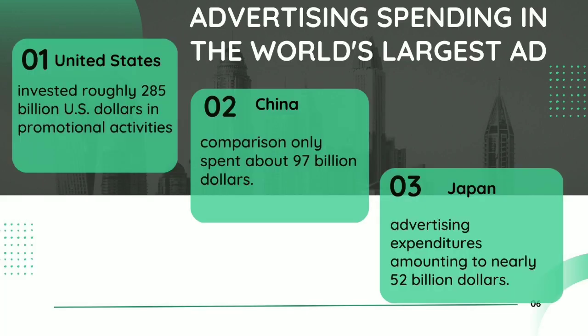These are the top countries spending in the world's largest ad. First is the United States, which invested roughly 285 billion US dollars in promotional activities. The second one is China. In comparison, it only spent about 27 billion dollars. The third one is Japan. Advertising expenditures amount to nearly 52 billion dollars.